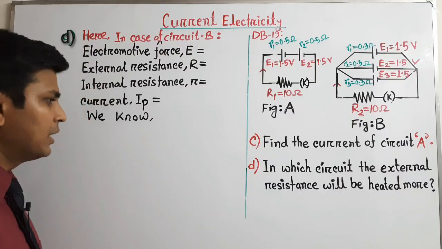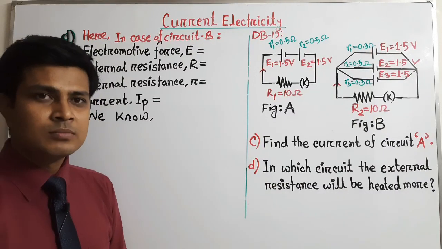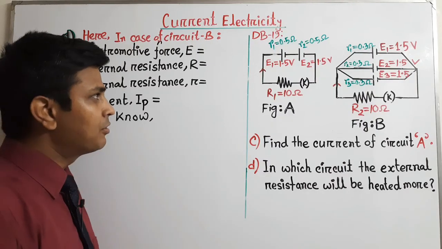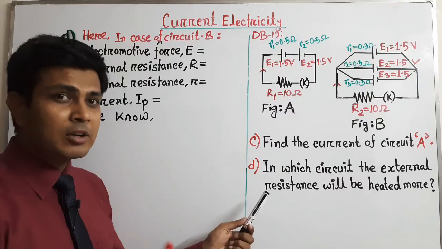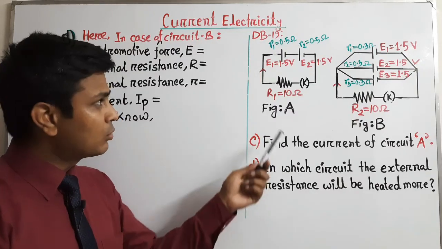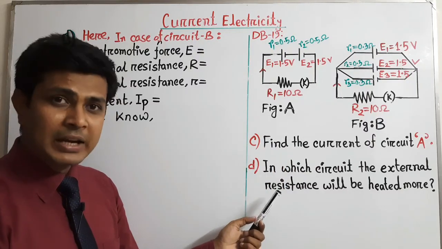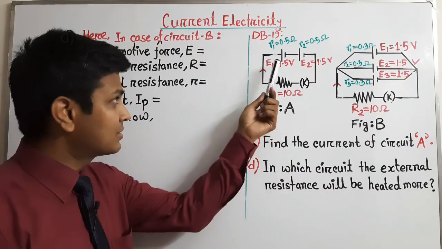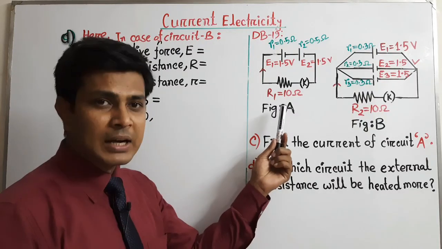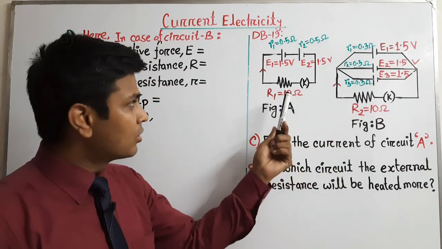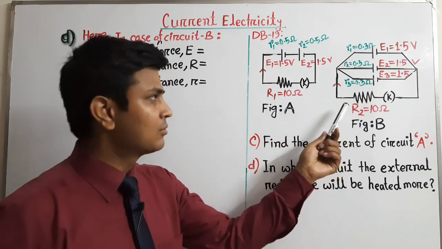Now let's solve question number D. The question is, in which circuit will the external resistance be heated more? That means we have to calculate the rate of increase of heat, that means power. If we calculate the power in every circuit, then we can say which external resistance will be heated more. So before that we have to calculate the current for both circuits, and we have already calculated the current for the first circuit. Now we have to calculate the current of the second circuit.